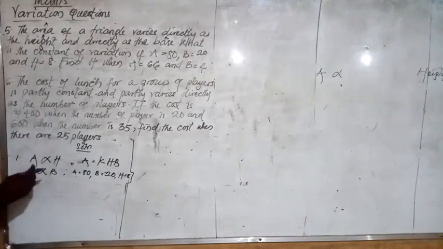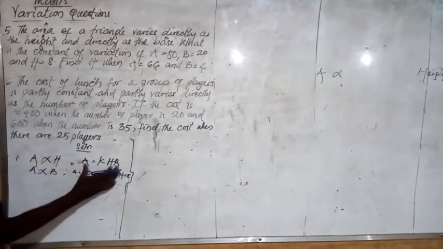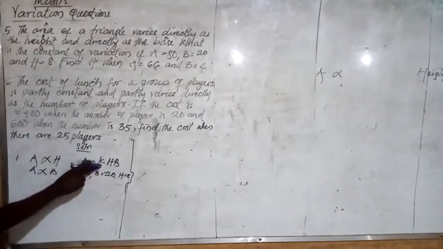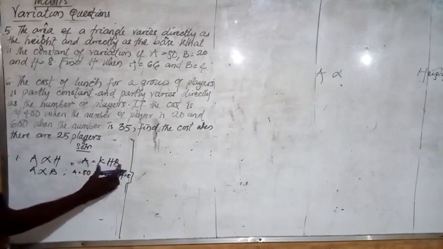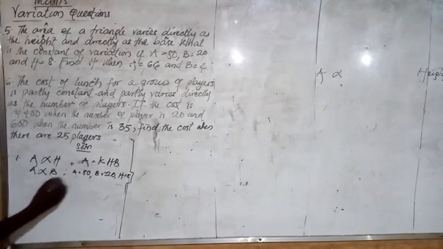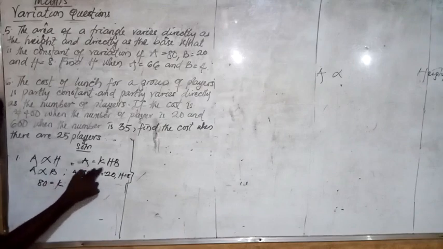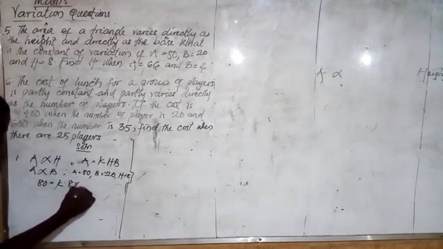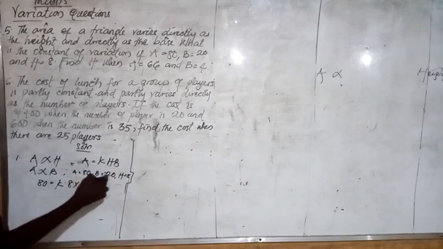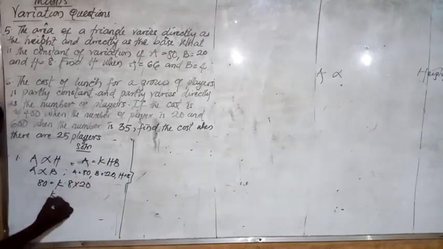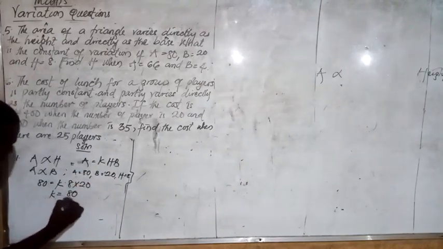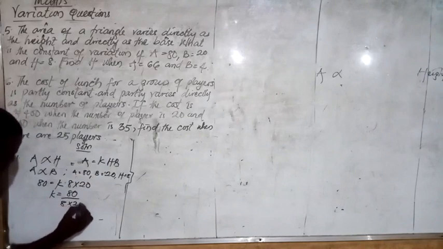So we are going to make K the subject of the formula here in order to solve for K. Of course, we can solve directly by just plugging in our values. So we have A, which is now 80, equal to K times H, which is now 8, times B, which is 20. So K will be equal to 80 over 8 times 20.